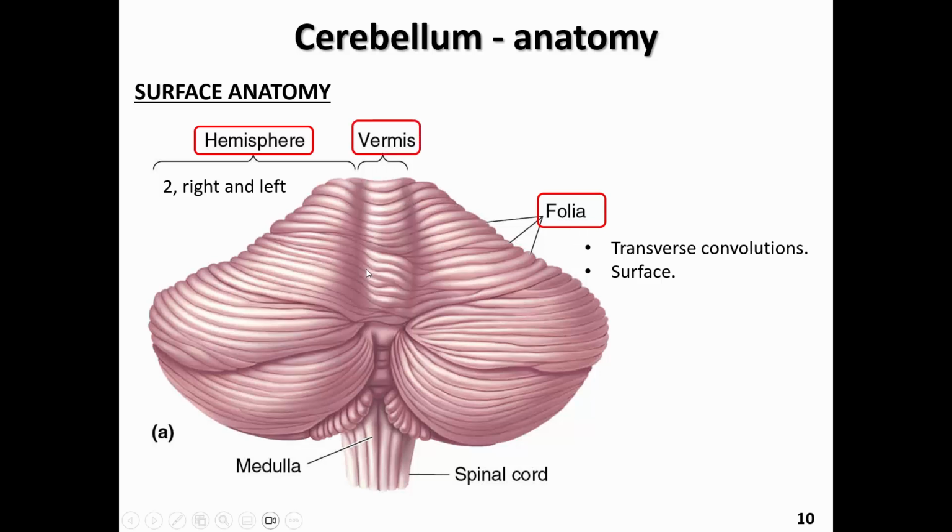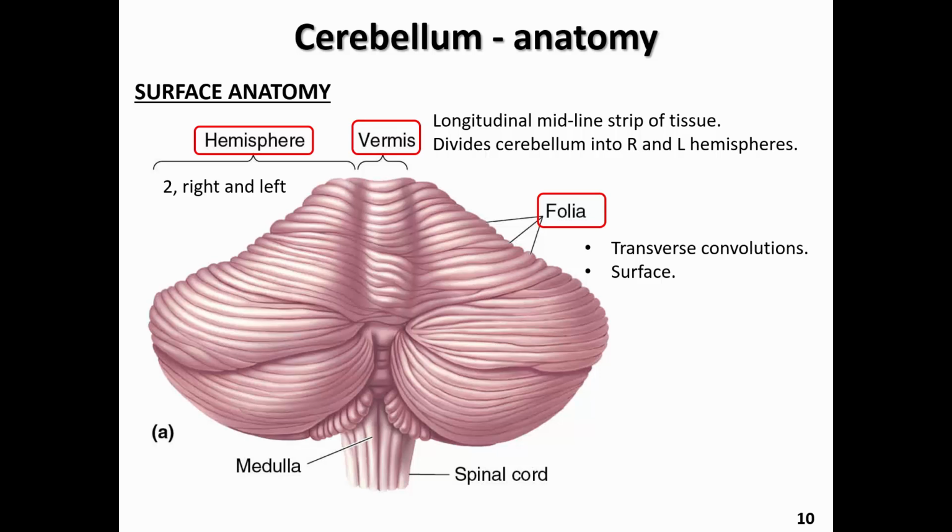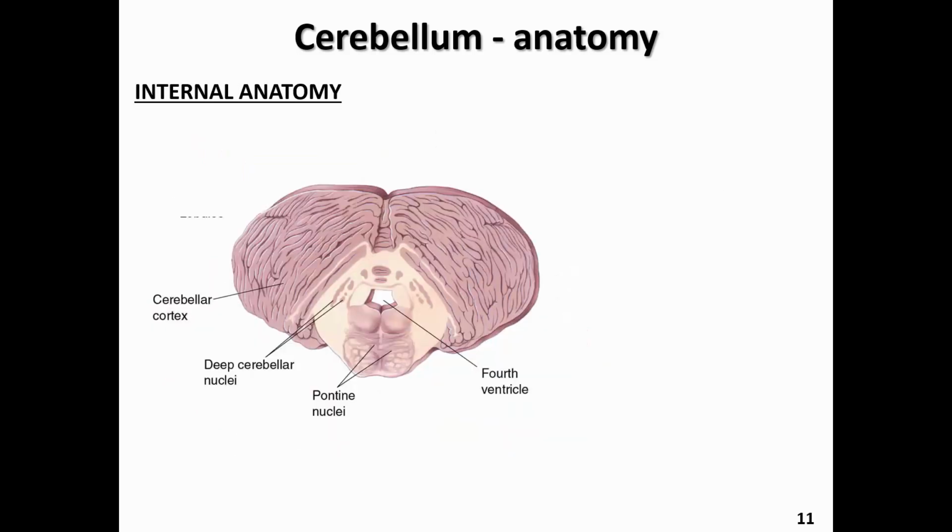Through the midline, there is what's called a vermis, and it's an actual strip of tissue. The difference with the cerebrum, which has a longitudinal fissure, a very deep groove that separates the right and left hemispheres from each other, is that the vermis is not a deep groove, but it's actually a strip of tissue that divides the cerebellum into right and left hemispheres.